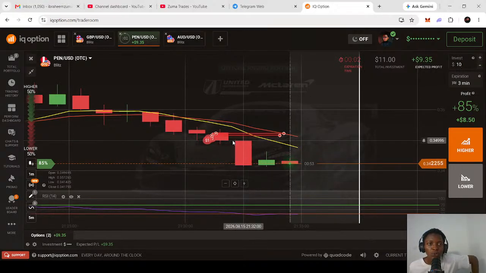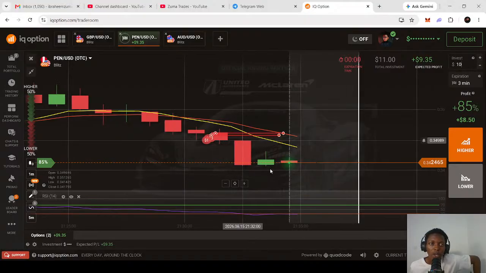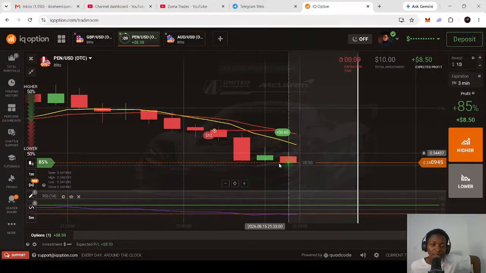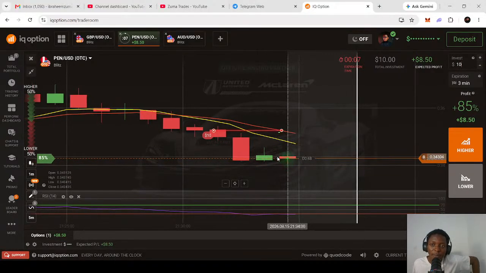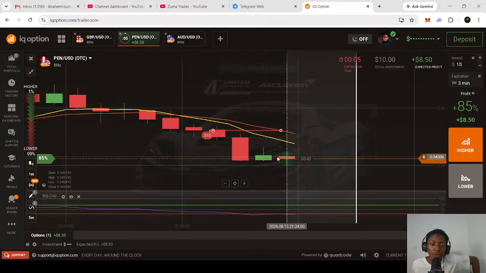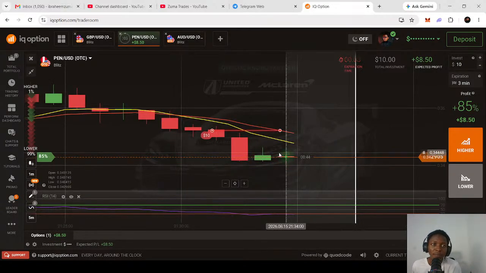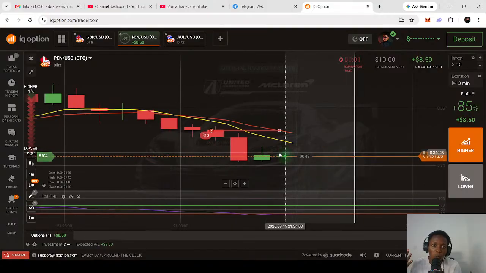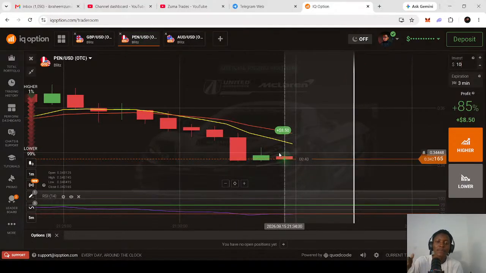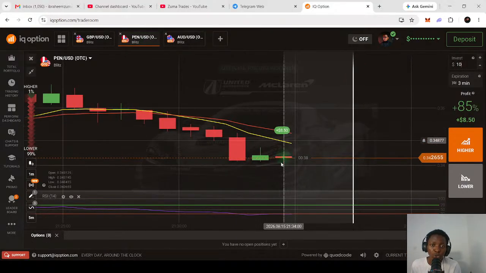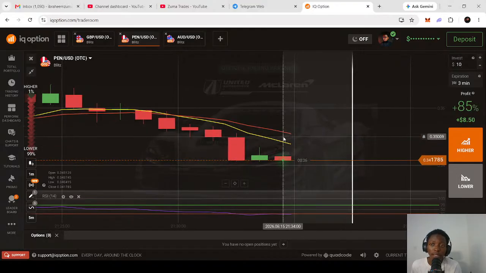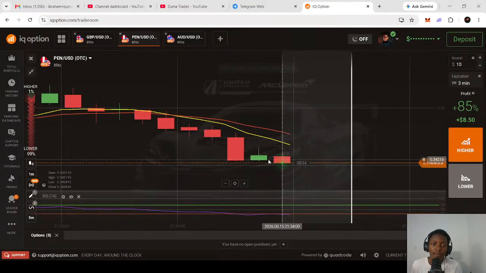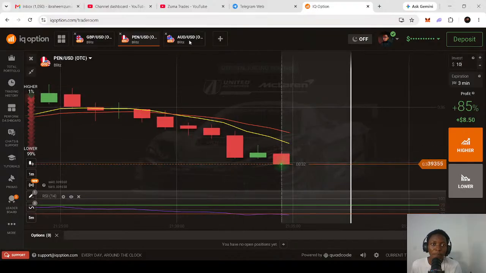Three, two, one. So we have won the first trade, right? Because we entered two different times. I wanted to enter for $10, and I entered with 3, 2, 1. So we have won the trade. As you can see, we have won the trade, and that's really good.